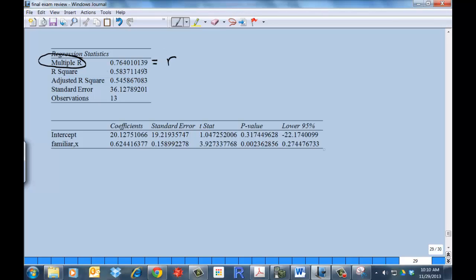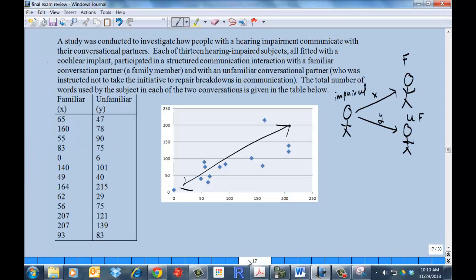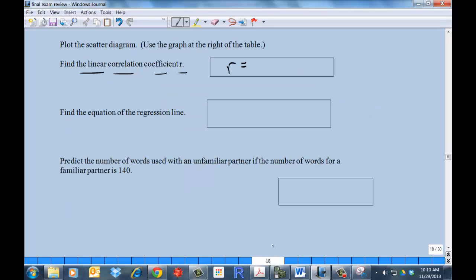Now again, to determine the sign of R, because what Excel will do is give you the absolute value of R, which will always be positive, we have to look at the scatter plot to determine if R is going to be positive or negative. And in this case, it's positive because the scatter plot is positive. So let's go ahead and write that in.